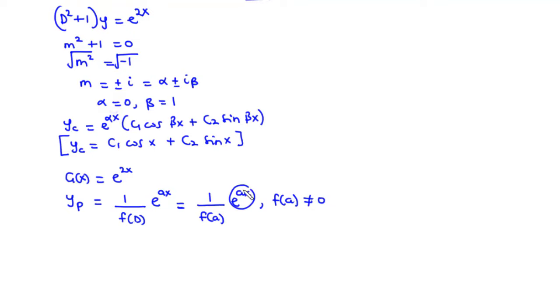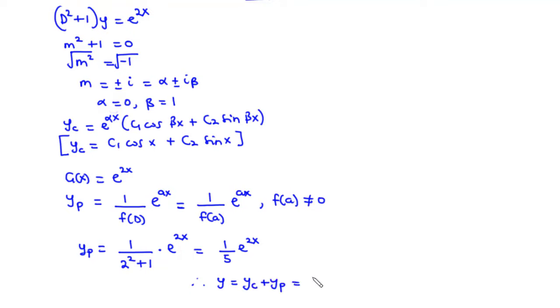So comparing this to that, you realize that we have the value of a to be 2. Therefore, we have yp equals 1 over f of d, which is d squared plus 1. So we plug in a equals 2 so that we have 1 over (2 squared plus 1) times e to the power 2x. So this becomes 1 over 5 times e to the power 2x. This is called the particular integral. Therefore, we have the general solution yc plus yp, which is c1 cos x plus c2 sine x plus 1 over 5 e to the power 2x.